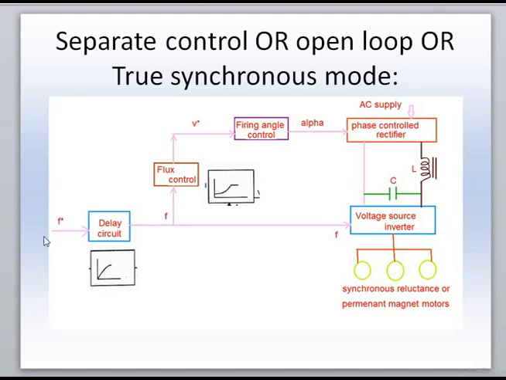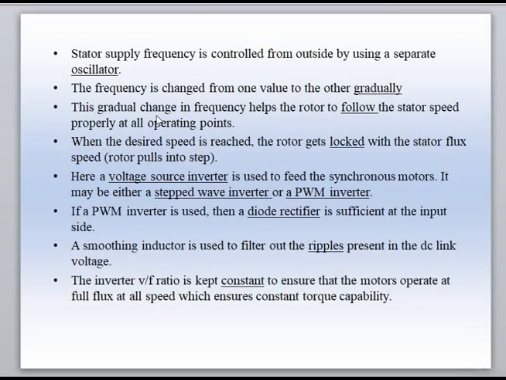Then how are we generating these frequencies? Frequency we are generating by using an oscillator. So these are the key points regarding that. First one is, the stator supply frequency is controlled from outside by using a separate oscillator. That is, frequency is generated by using an oscillator. Frequency is given to a delay circuit which gradually matches the stator and rotor frequencies. That's why we are using a delay circuit.